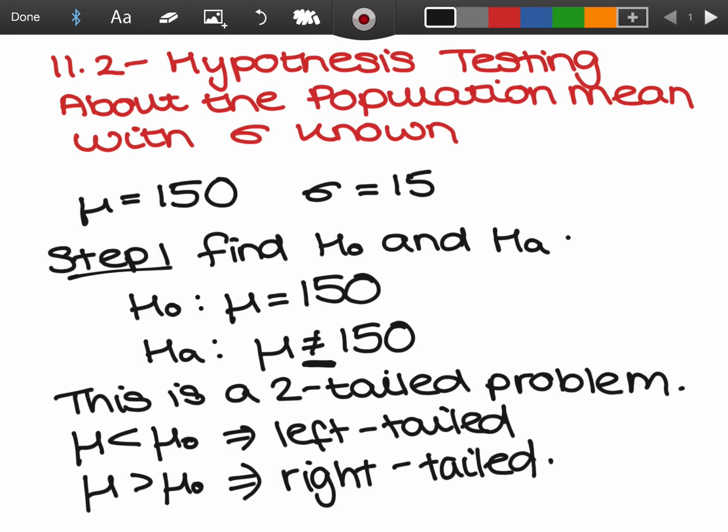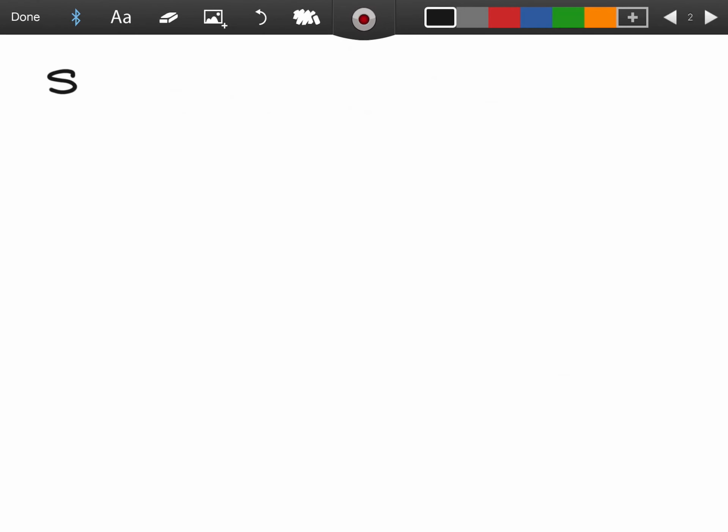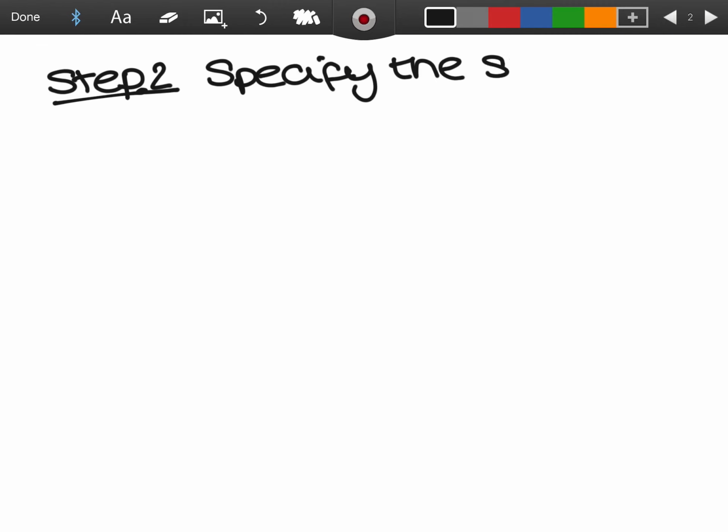Step 2 was to specify the significance level. So step 2 is to specify the significance level. They will always give you that in the problem. So it says in the problem, the level of the test is set at 0.05. Okay. We're going to look at what that actually means.